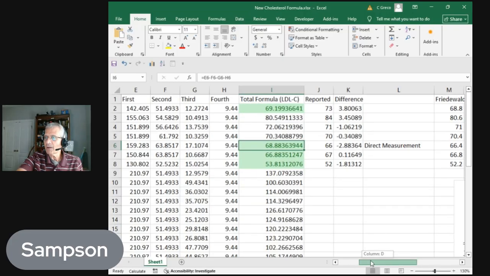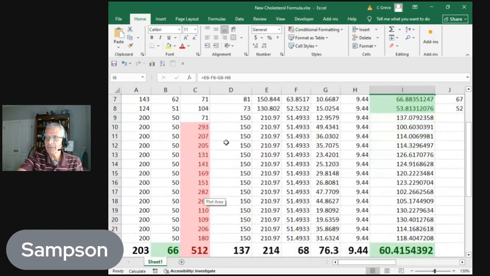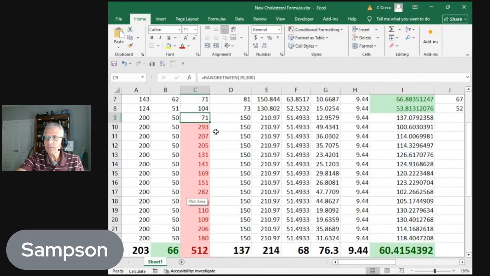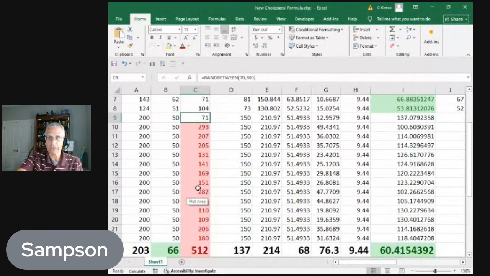So what I did was I thought, I'm just going to kind of mess with this. I'm going to make the total cholesterol constant. I'm going to make the HDL constant, but I'm going to change the triglycerides. I ran between 70 and 300. And you can see once it gets above a certain level, it goes into the red, which is anything above, I think, 90 or so.